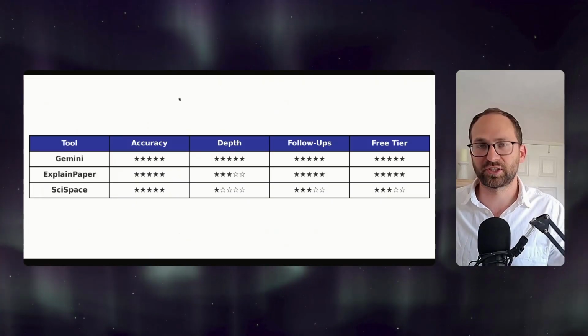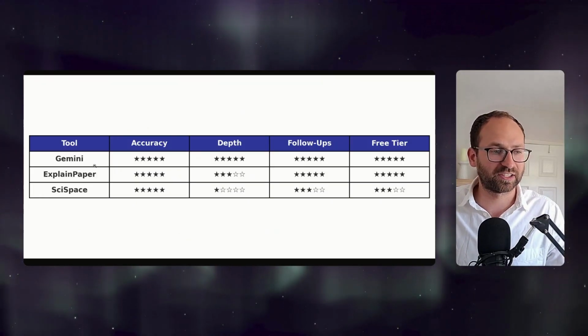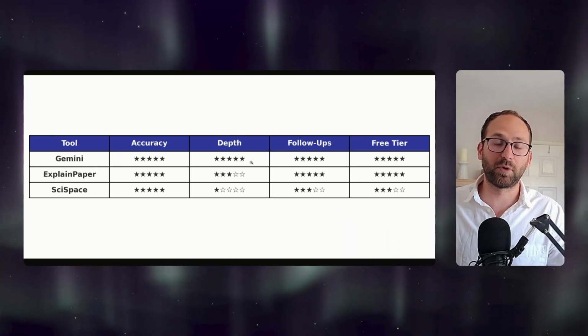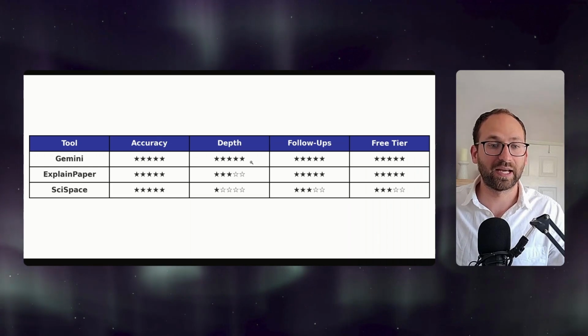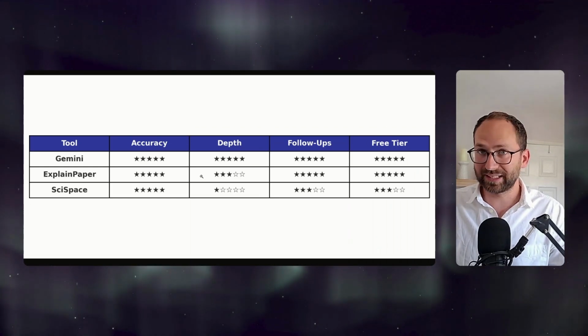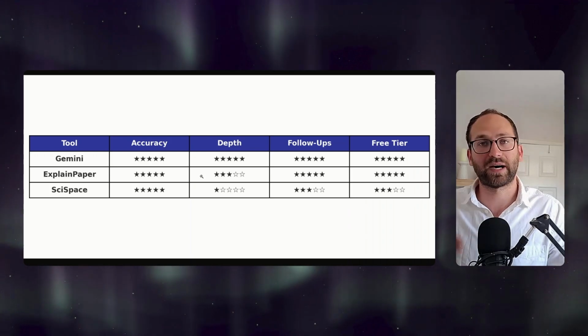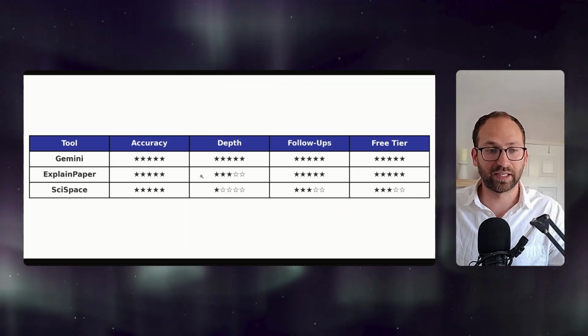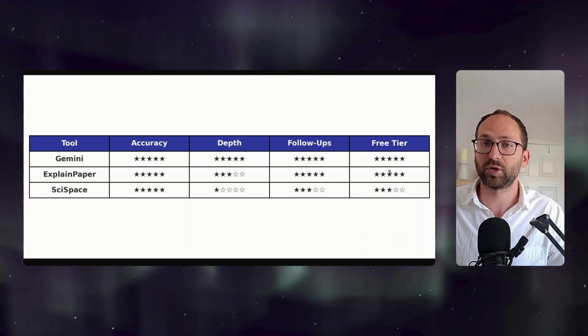So this is the decision tree essentially. Gemini, Explain Paper and SciSpace. Gemini has the biggest depth, it will give you the most amount of information, and it is completely for free. Explain Paper will go less in depth, right? So you can use it for paragraphs or just single sentences when you get stuck. And you can also ask follow-ups completely for free.